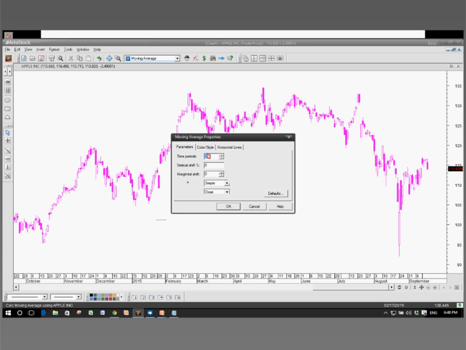I like it when I'm correct when I'm doing these things. And then you'll just change it to 8 exponential. You can change the color to what you want it to be and go ahead and click OK.